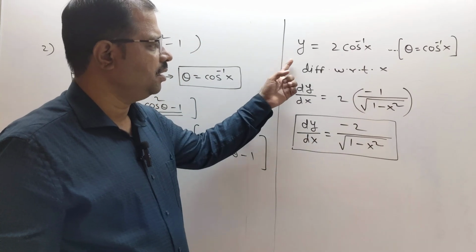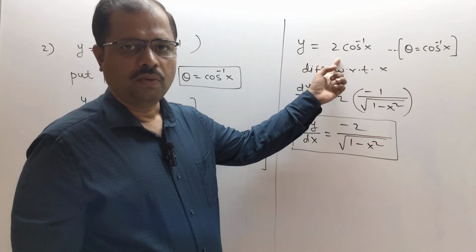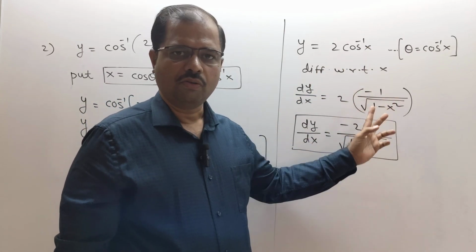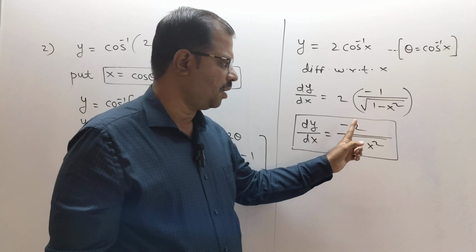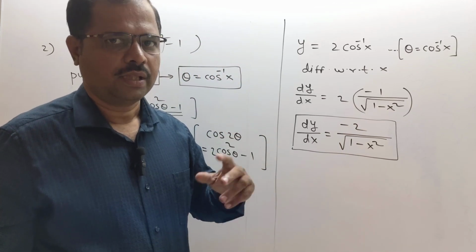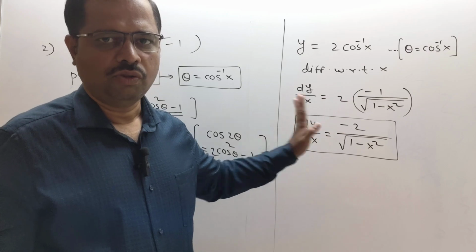Now differentiate. Derivative of y, dy by dx, is 2 as it is, times the derivative of cos inverse of x, which is minus 1 upon root of 1 minus x square. Therefore, minus 2 upon root of 1 minus x square. For 1 and 2 we use sin theta, for 2 and 1 we use cos theta.